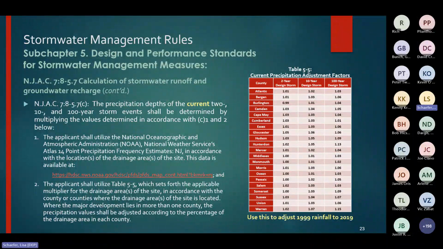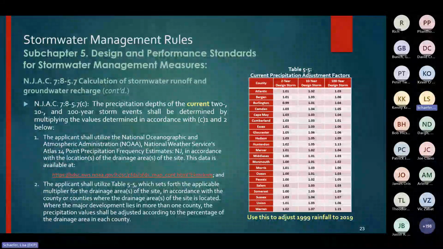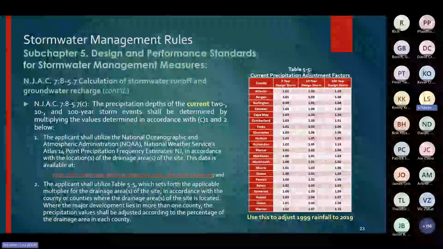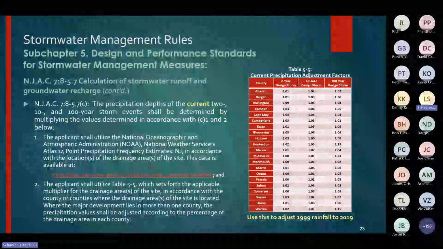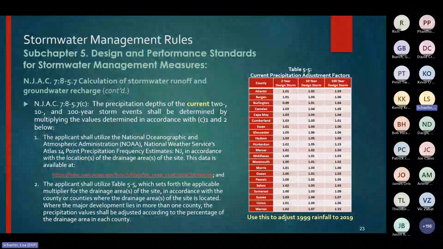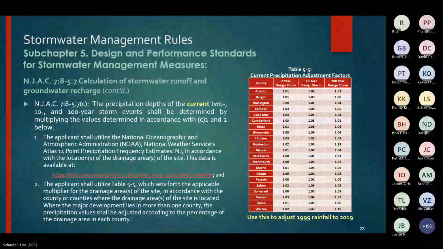Now, as an alternative, you can use the county 24-hour rainfall data from the NRCS, but you would then also apply the current precipitation adjustment factors from table 5-5 in the rules. Okay, the county-specific 24-hour rainfall frequency data published by the NRCS in the 2012 Engineering Field Handbook is reprinted as table 5-1 on page 15 of chapter 5 in the BMP manual.